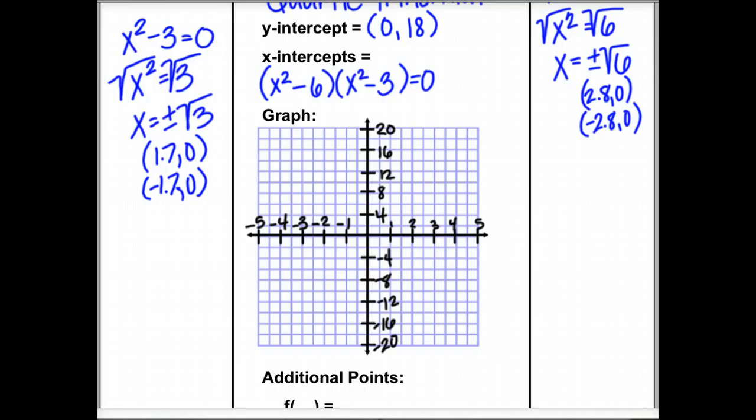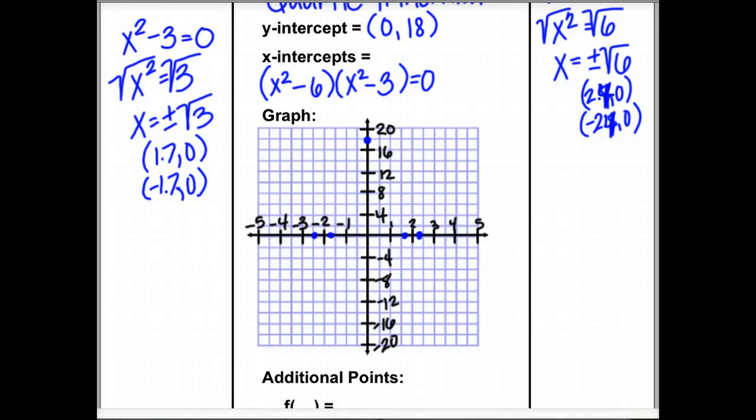So I plot my points. I have 0, 18, positive and negative 1.7, and positive and negative, sorry, not 2.8, 2.4. I can't read my own handwriting apparently. So negative 2.4, positive 2.4.